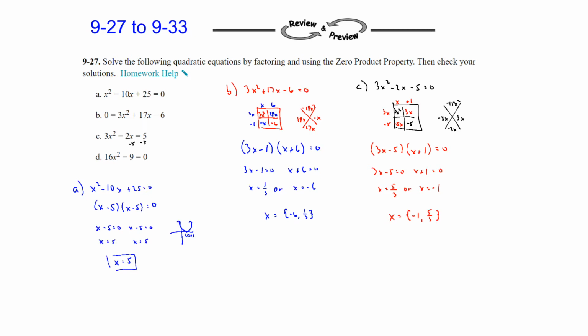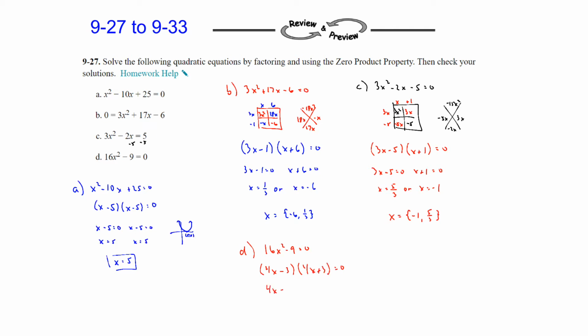And then our last one, part D. Hopefully you will recognize this one as a difference of squares. So the first and last term are perfect squares and you're subtracting. So that's going to factor to 4x minus 3 and 4x plus 3 is equal to 0.